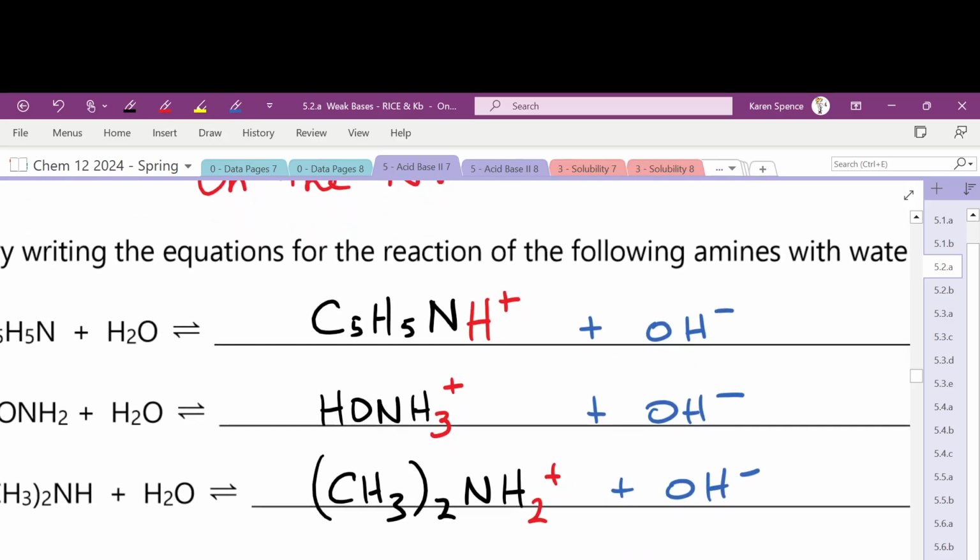Okay, and you can check your answers up there. So now you know what to do if you see an amine group. Just stick the hydrogen on the end, and your other product is going to be the hydroxide ion. Okay?